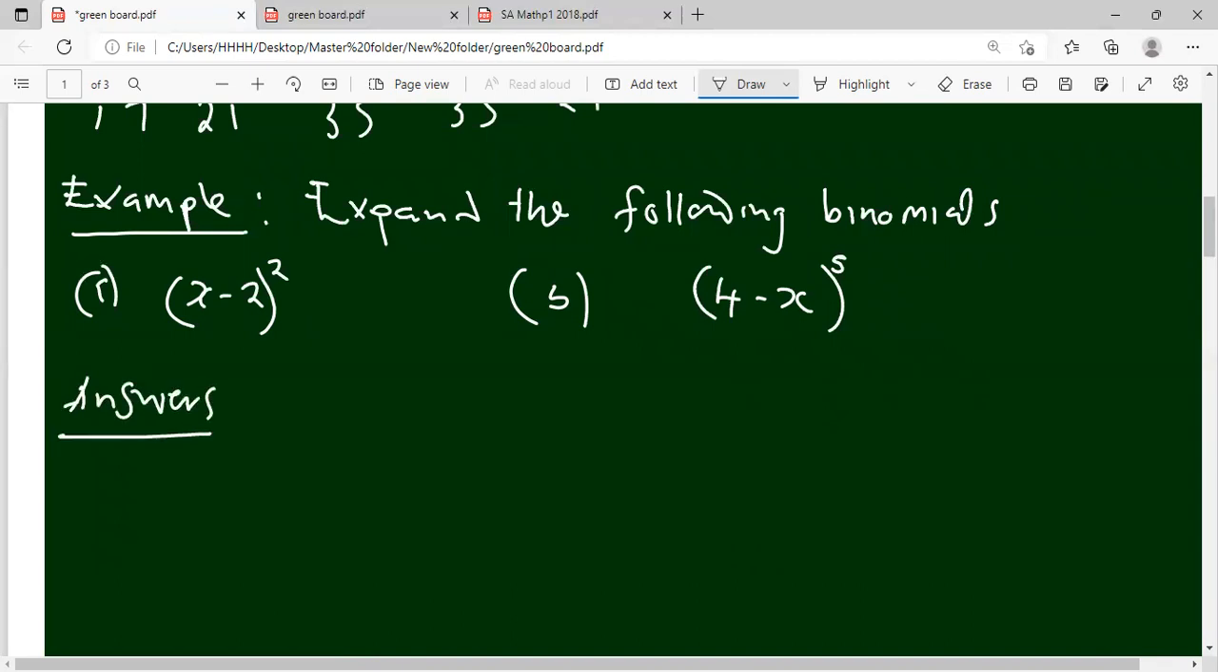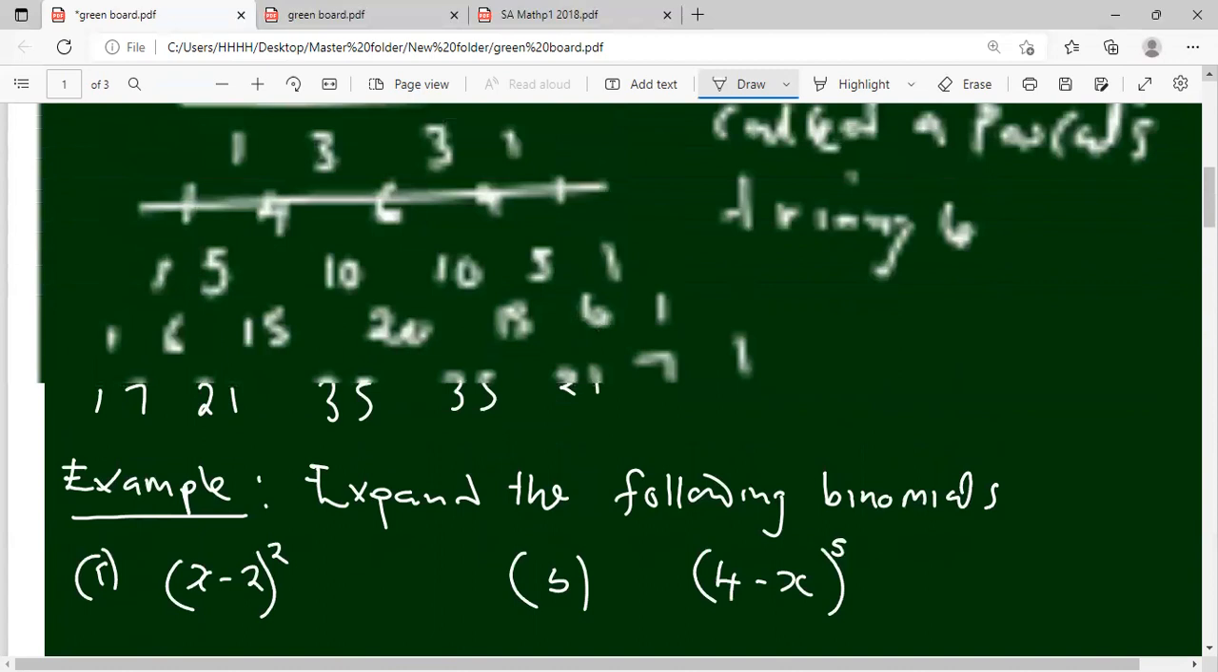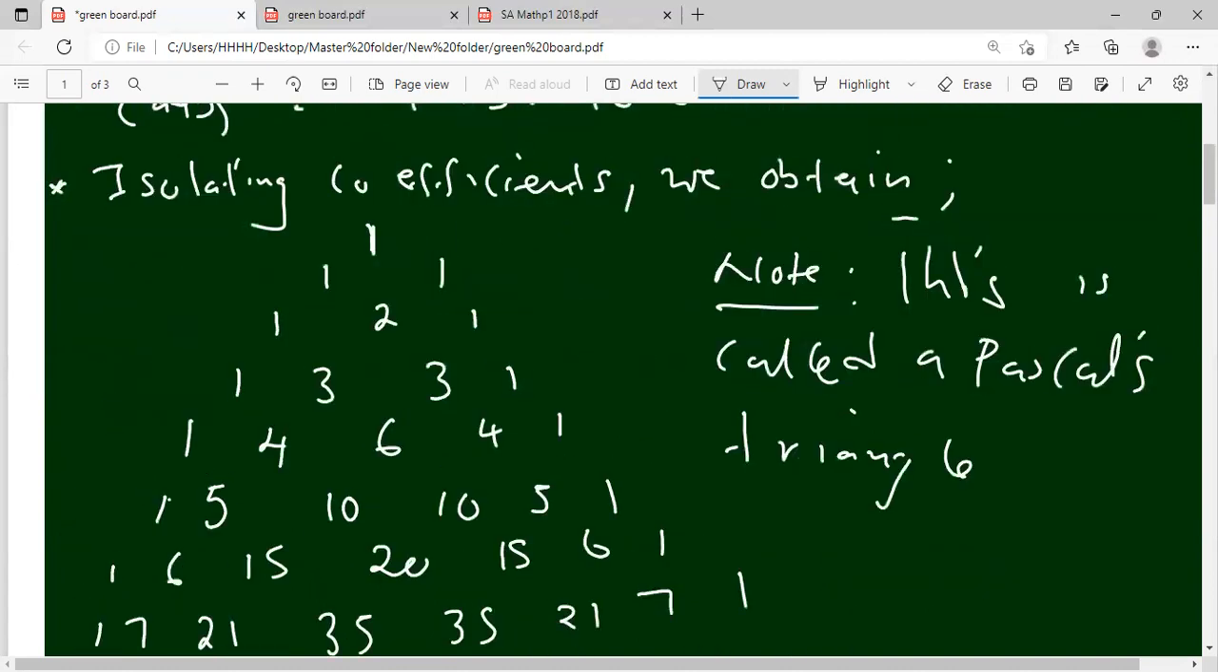So to expand (x − 2)^2, we need to use the coefficients. In this case, since there's power 2, it means we are going to use the coefficients where there's 2 here. So we are going to use the coefficients 1, 2, and 1.